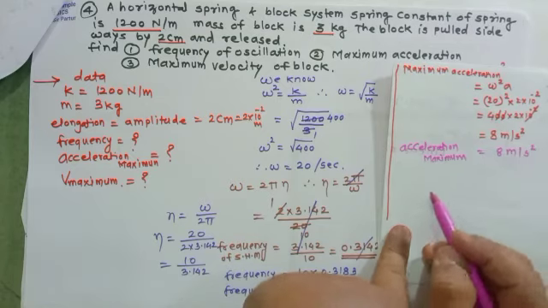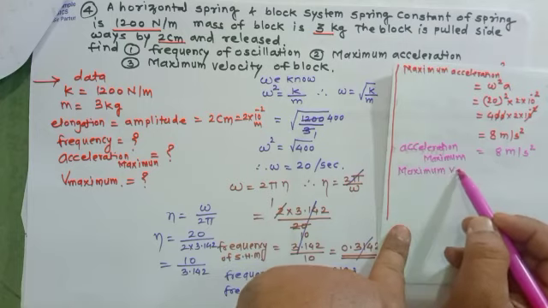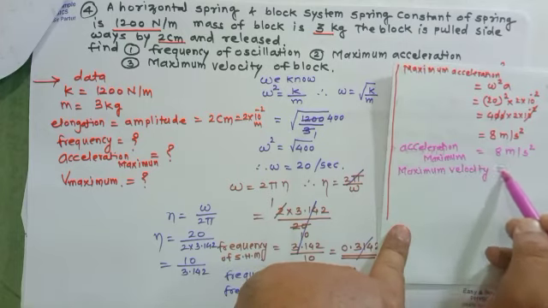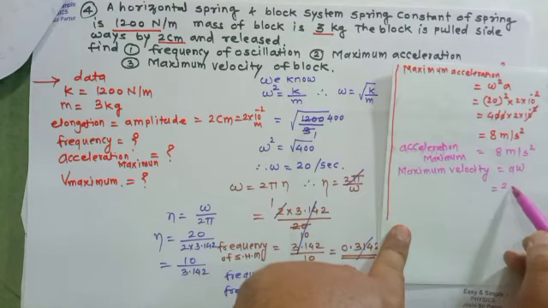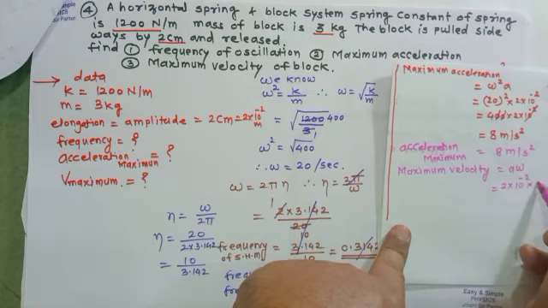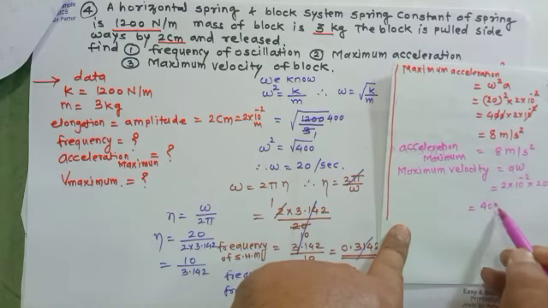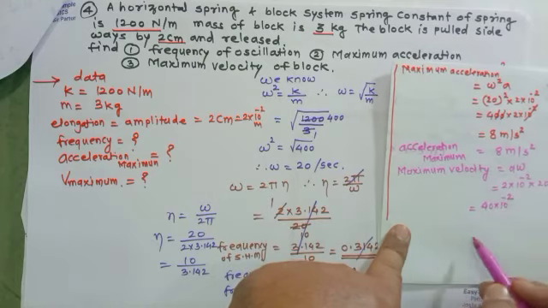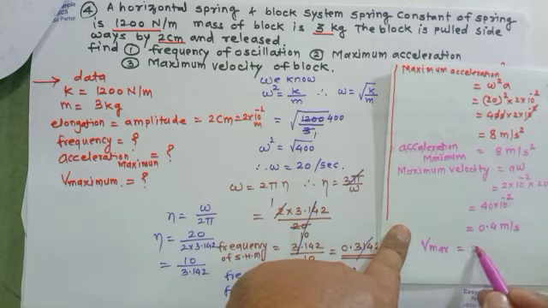And third, we can find out the maximum velocity. Maximum velocity is equal to A omega. So A will be 2 into 10 raised to minus 2 multiplied by 20. So here it will be 40 into 10 raised to minus 2, and so 0.4 meter per second. Maximum velocity will be 0.4 meter per second.